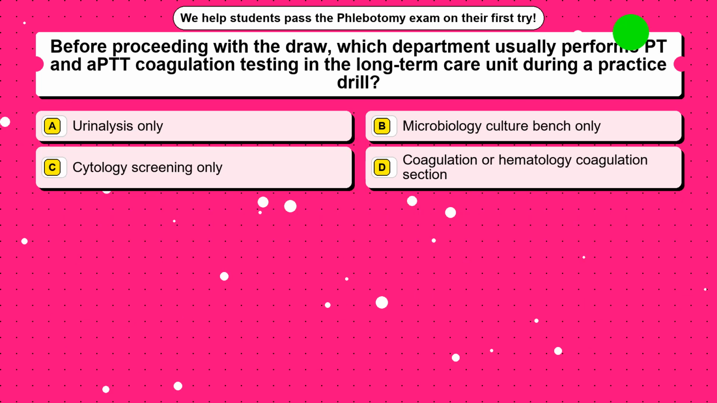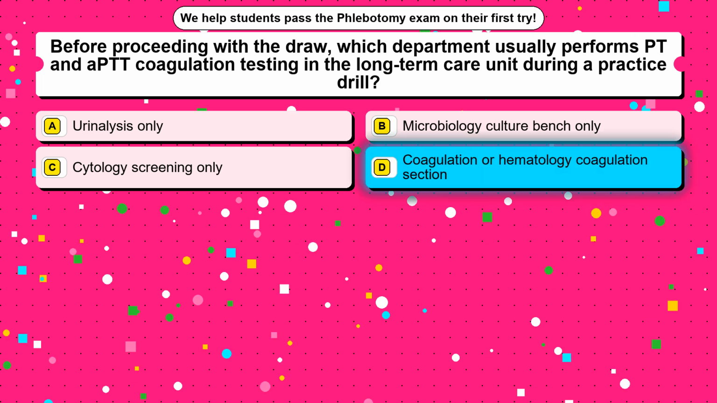Question 71. Before proceeding with the draw, which department usually performs patient and APTT coagulation testing in the long-term care unit during a practice drill? Option A, urinalysis only. Option B, microbiology culture bench only. Option C, cytology screening only. Option D, coagulation or hematology coagulation section.